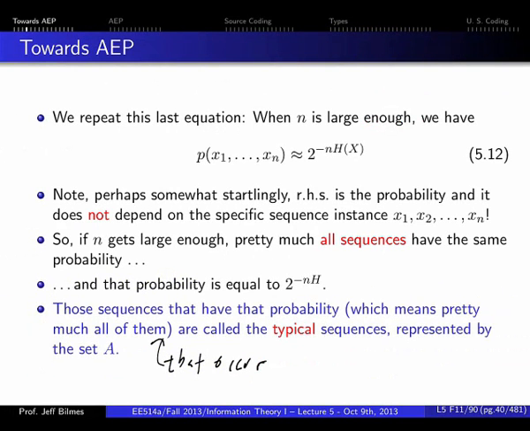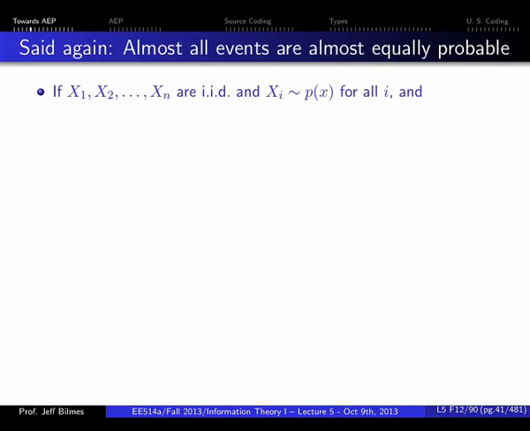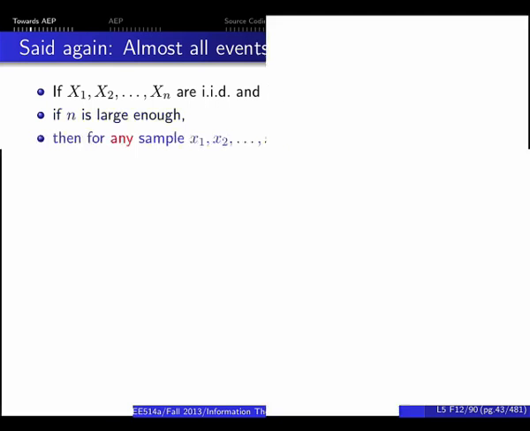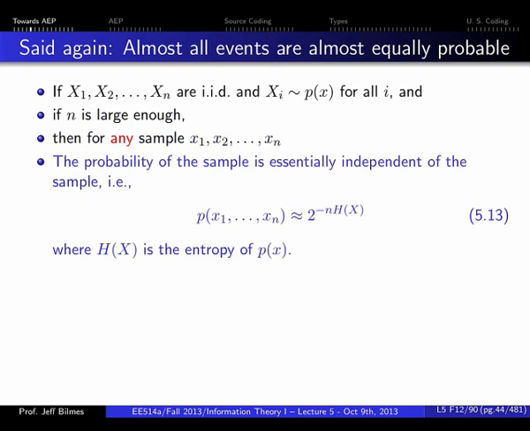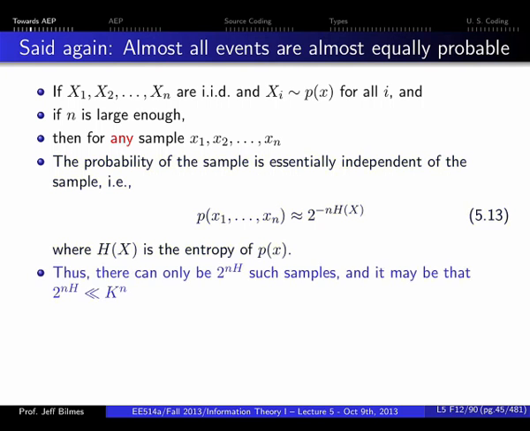Because the ones that don't occur won't have that probability, but we don't care about them because they never occur. So let's say this again. This is sort of a third redundancy. It's triple redundancy. So here's our sequence of IID random variables. If n is large enough, then for any sample, x1 through xn, the probability of the sample is essentially independent of the sample. The probability of the sample is only based on the entropy of the underlying probability distribution.